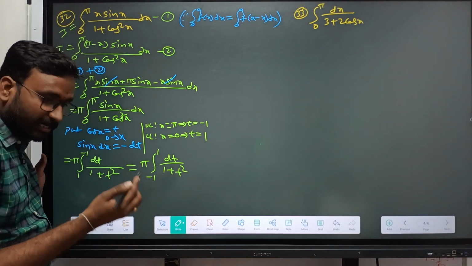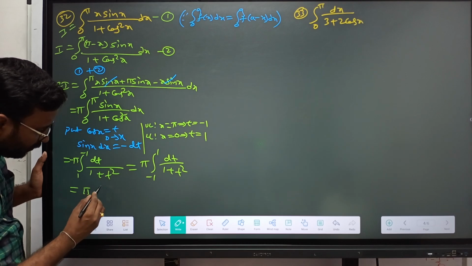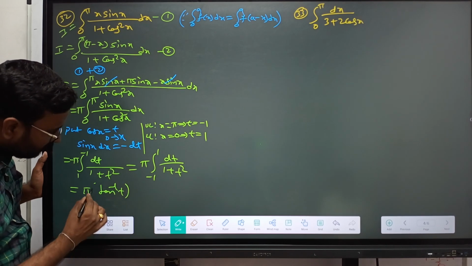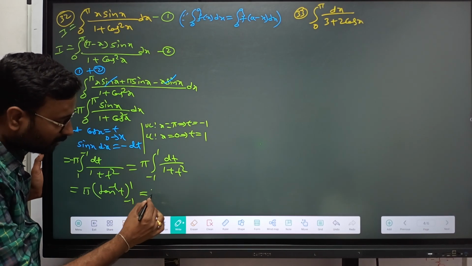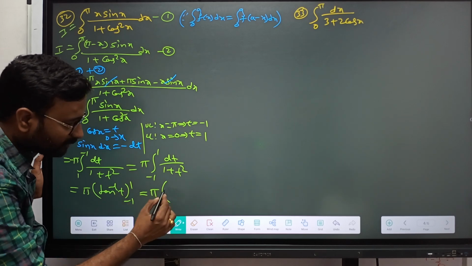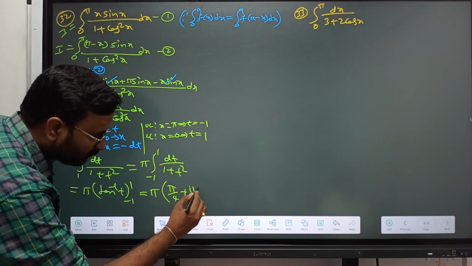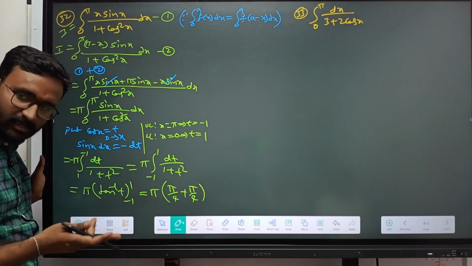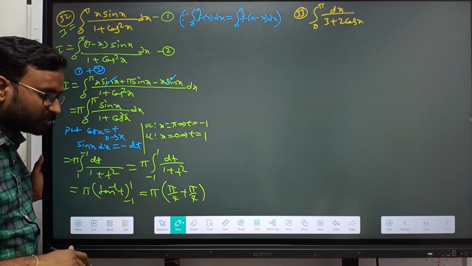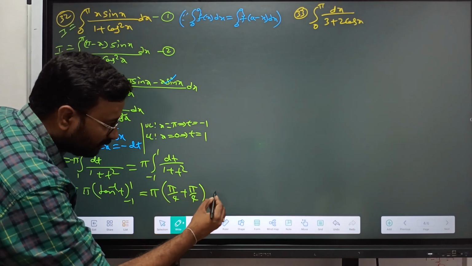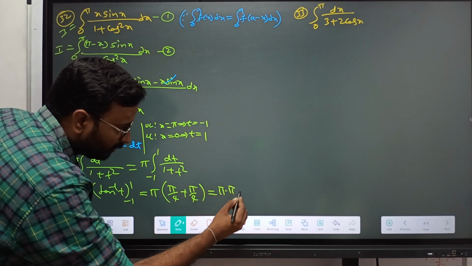Just tan inverse x, which is equal to pi into tan inverse t. What are the limits? Minus 1 to 1. Pi into tan inverse 1, 45. Tan inverse of minus 1 is minus 45. Why? Because tan inverse of minus theta is minus tan inverse theta. So, 45 plus 45 is 90. So, pi into pi by 2, right?